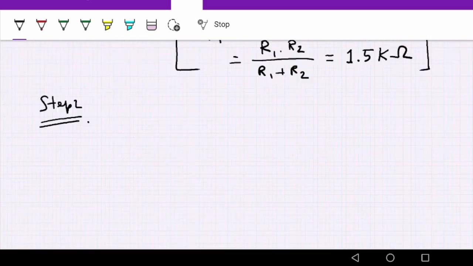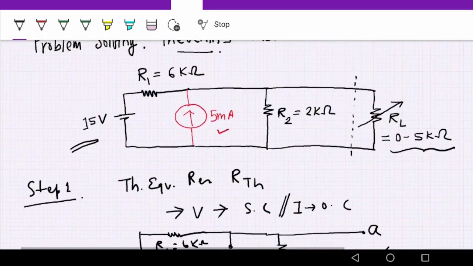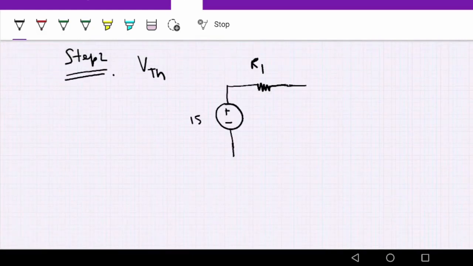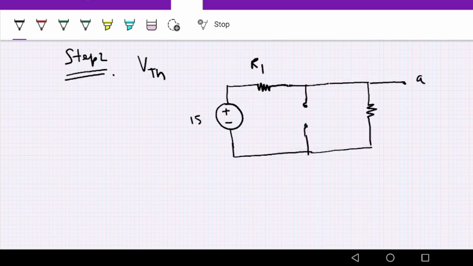In step 2, we have to find VTH, Thevenin's equivalent voltage. There may be multiple ways to solve this, but I will use the superposition theorem. First I will consider only the 15 volt source and find out the open circuit voltage. Then I will consider the 5 milliampere source and find the open circuit voltage. So let's consider the 15 volt source alone. When I consider the 15 volt source, I will ignore the current source here, keep it open.